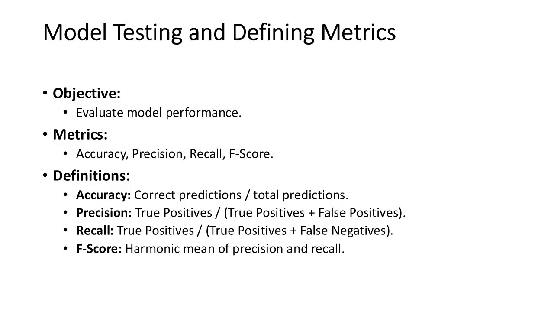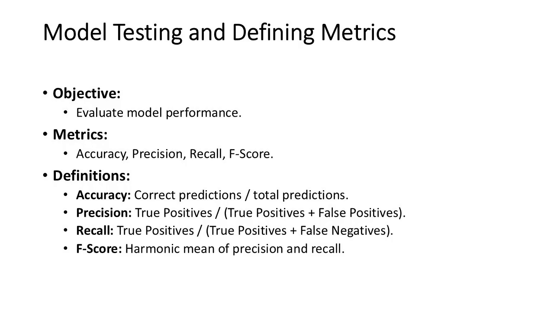This is the third thing, the ML testing step in the ML pipeline. So we can see it: model testing and defining metrics. One of the main things done here is model testing and defining metrics. We have to define all the metrics: accuracy, precision, recall, F score.